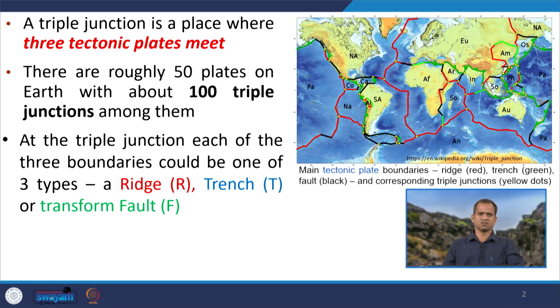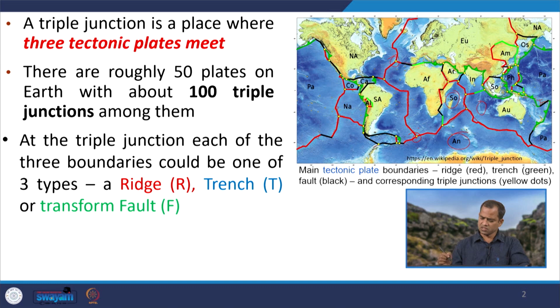Now, if you see this distribution of plates worldwide, there are around 50 major plates, and about hundreds of triple junctions. Here you see this ridge and this ridge and this ridge, three ridges meeting at a point. That means here one tectonic plate, another tectonic plate and a third tectonic plate are meeting together. Similarly, here this is again a triple junction. So, all these yellow dots are triple junctions.